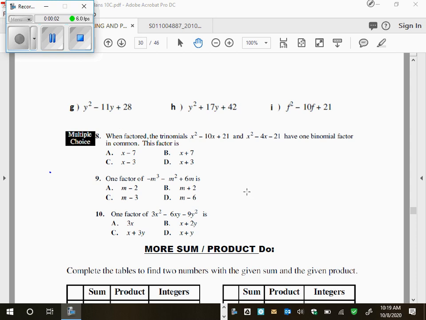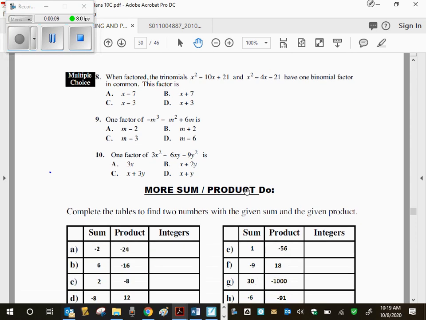Okay, so page 30, we're going to do number 8, and then we're going to have a quiz right after that on some products, so pay attention. Obviously, the ones with negative signs are the more difficult ones, and you have to know the rules.